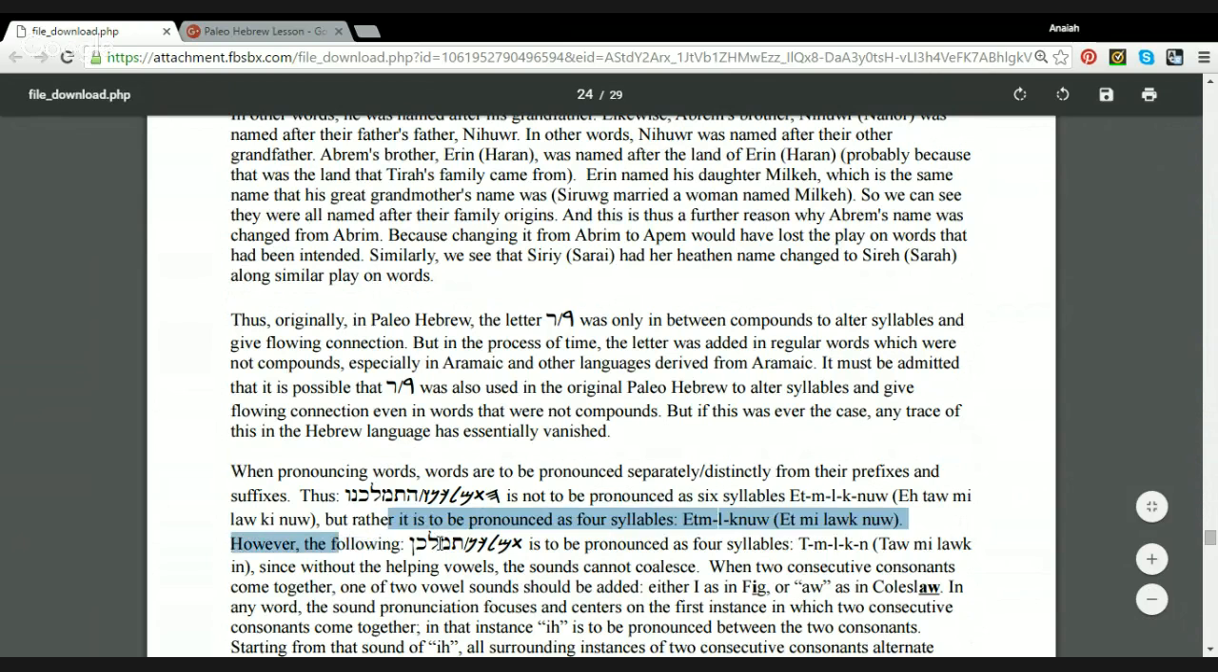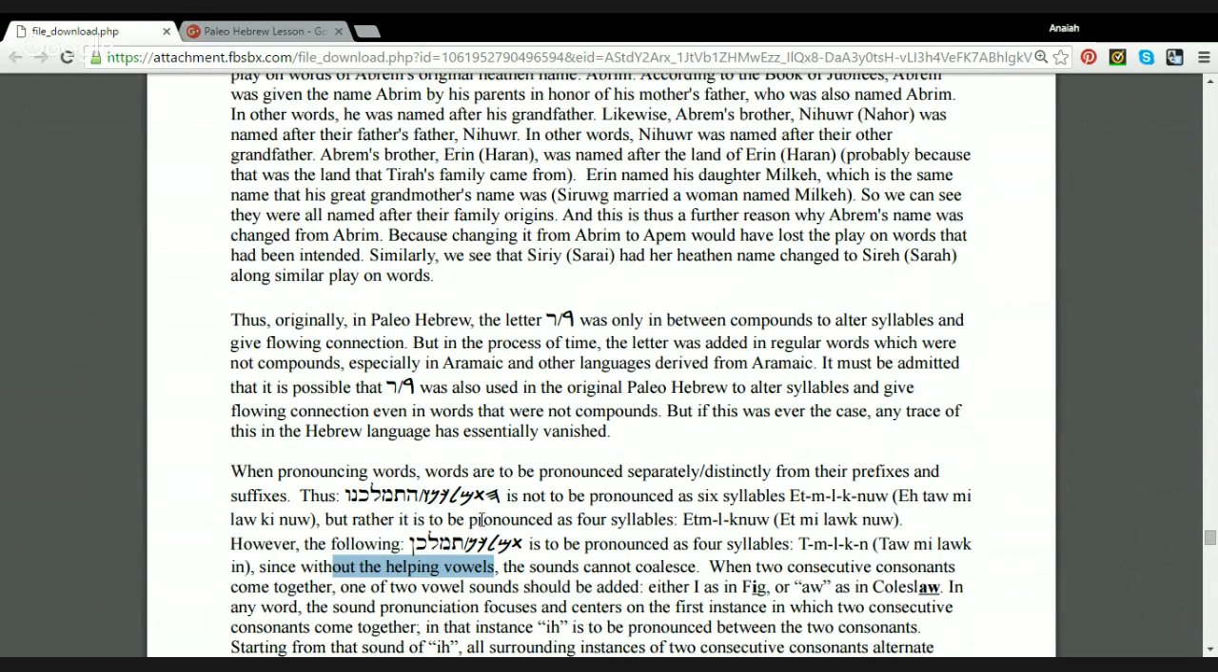Then I say the following. This one right here is also to be 4 syllables. Tamilakin. Because without the helping vowels, the sounds cannot coalesce. Try saying TM together. You can't. M and L together. You can't. You need a vowel in between.